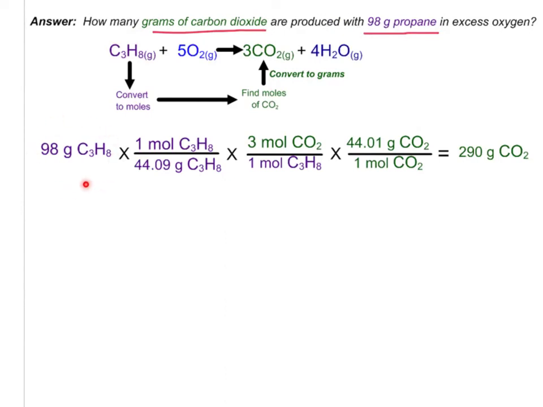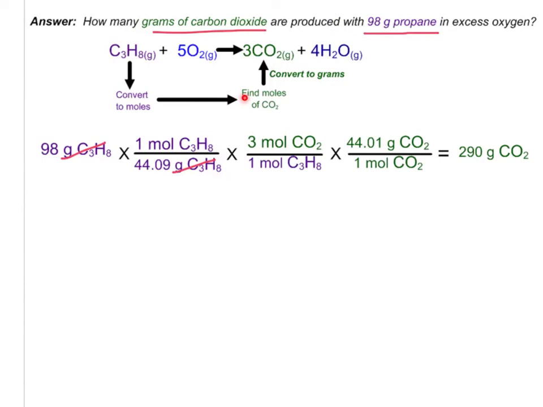We start with 98 grams of propane. We're going to convert that to moles by doing this step right here. 1 mole of propane has 44.09 grams. That's the molar mass. These will cancel. And I'm going to write this all in one big long piece, but you may break it down into 1, 2, 3 separate steps if you like. I'm going to just string them all together for our example.